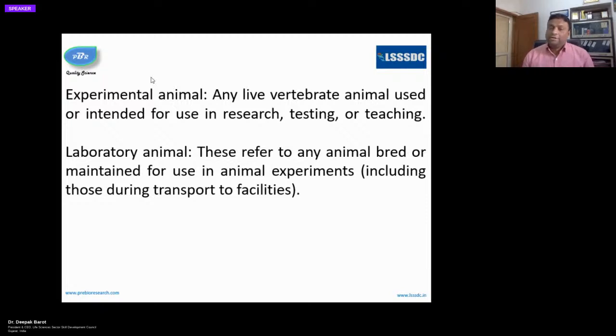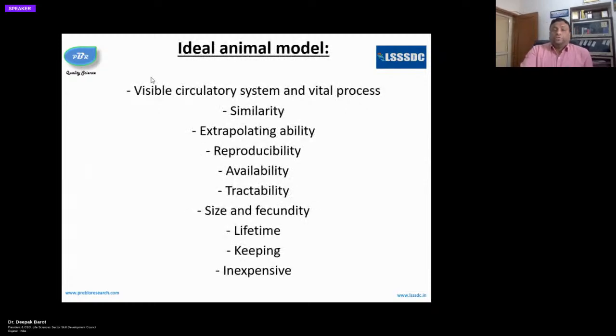They are born in the lab and they die or get terminated within the same facility. Those are called laboratory animals. Why? What is an ideal animal model?